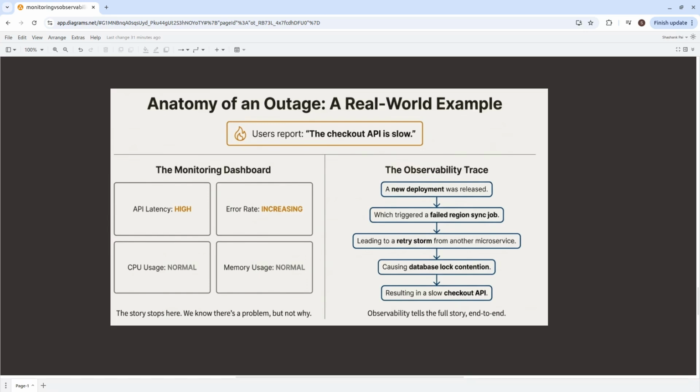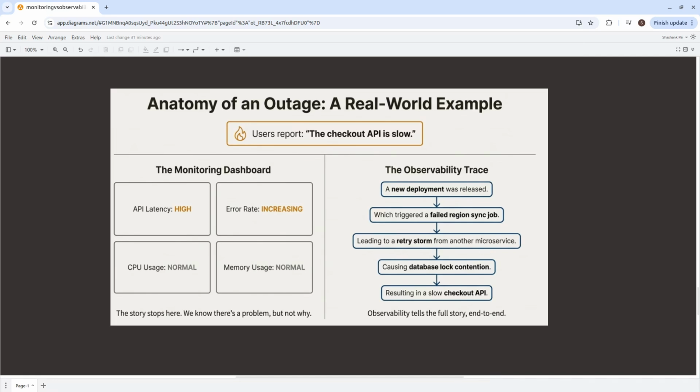We know that there is some problem related to the API. It is slow and the error rates are also increasing. We don't know what the root cause is, what the issue is. To find that out, observability comes into play.